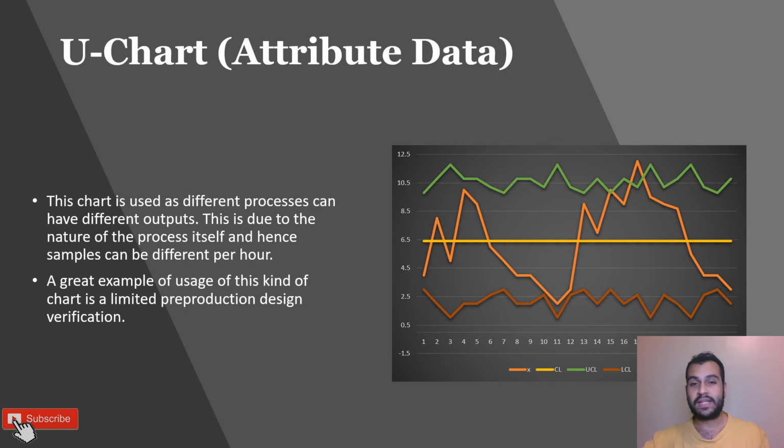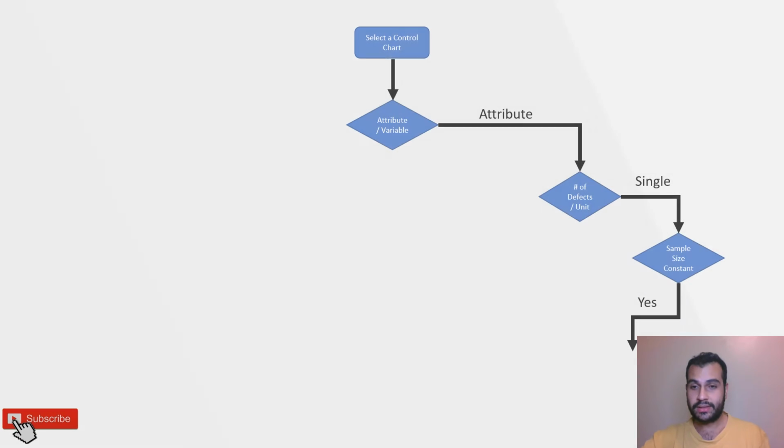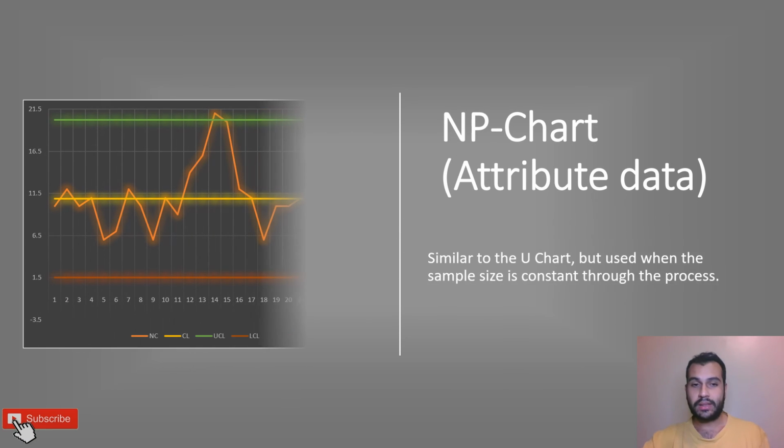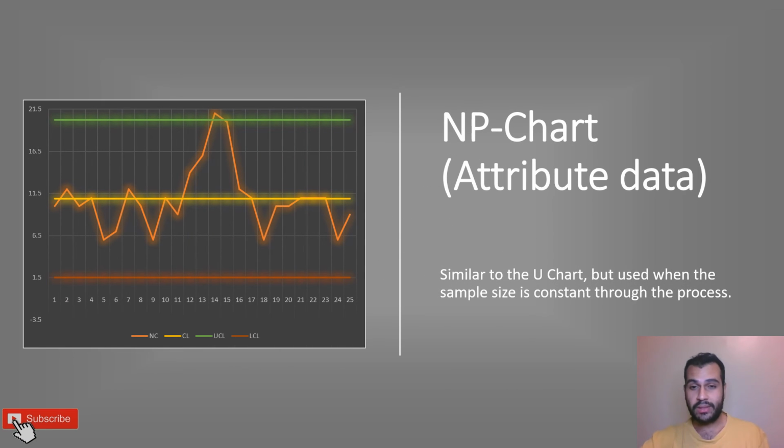So let's get into the next chart, which is an NP chart. An NP chart is again similar to a U chart, but it's used when the sample size is constant through the process. Now, a U chart is used where the sample size is not constant. You can have maybe 3 samples in an hour or 2 samples in an hour, but an NP chart is used where there is only 5 samples or 6 samples within a particular hour.